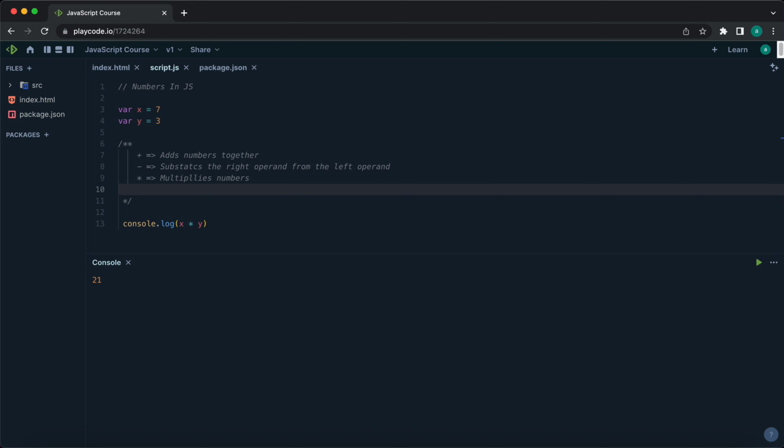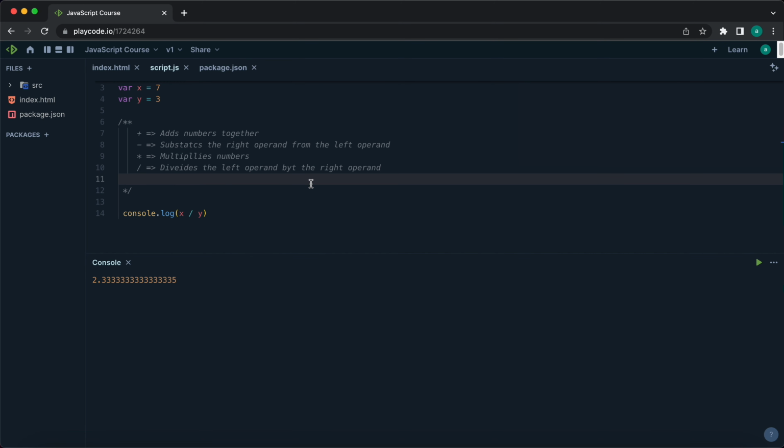The fourth operator is the division operator, and we use this operator to divide the left operand by the right operand. For example, let's divide x by y. So let's replace this sign with this sign. Look, we have here 2.3333.